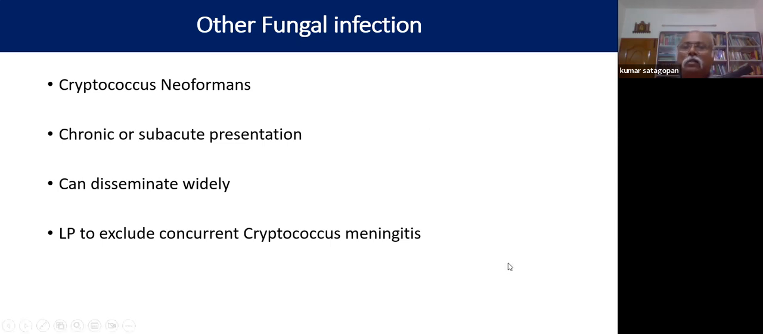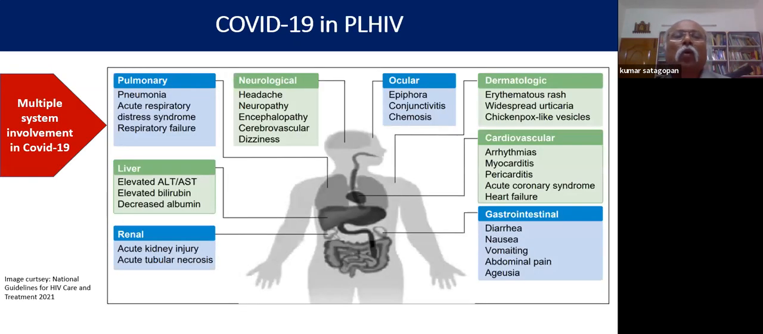So cryptococcal lung also we have to keep in mind in a very low CD4 count. And it can also come as a cutaneous presentation, rarely. Cryptococcoma, like molluscum or Penicillium marneffei. Next slide. So another fungal infection is cryptococcus.